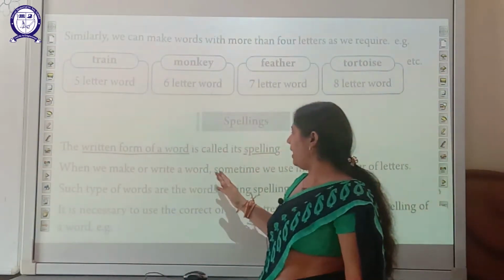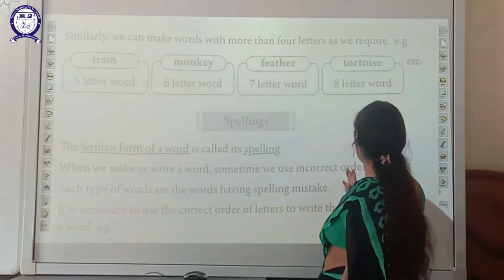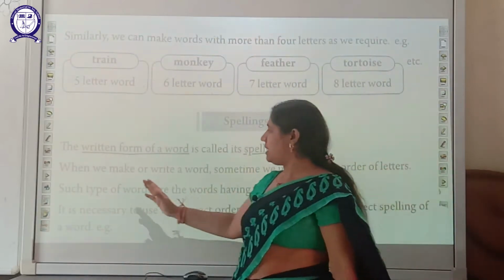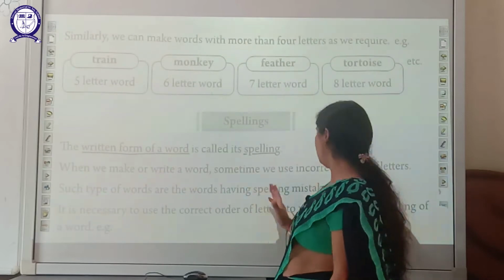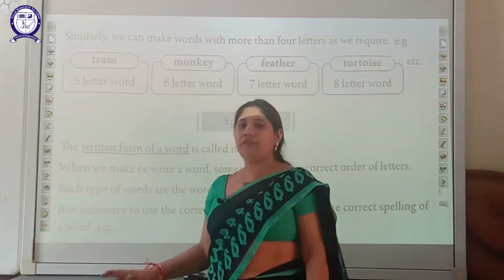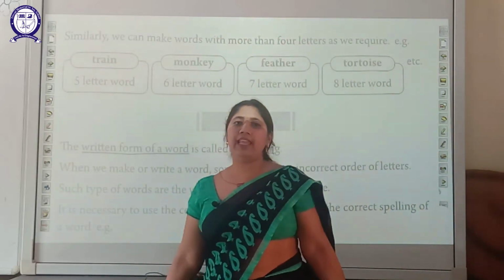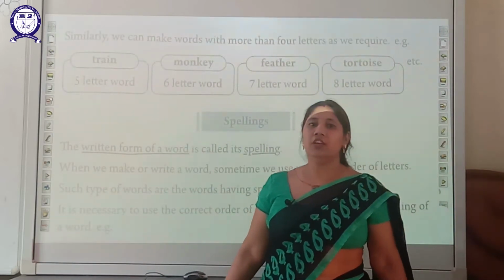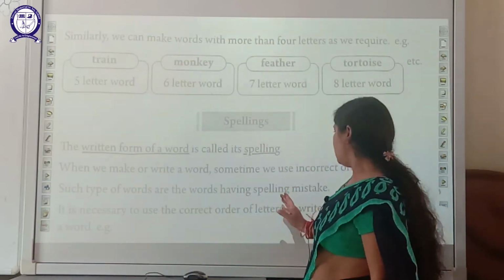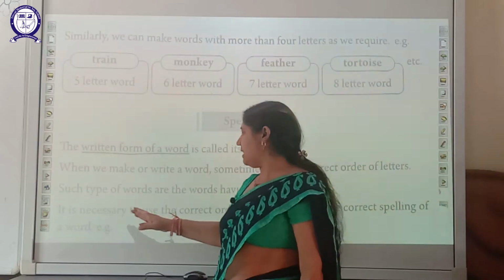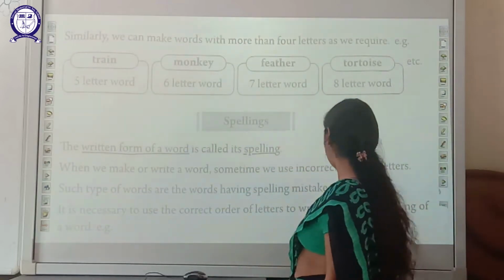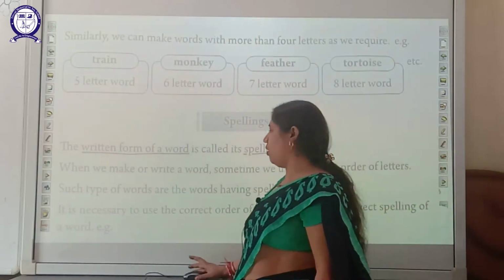When we make or write a word, sometimes we use an incorrect order of the letters. Such words are words having a spelling mistake. If we make a spelling in an incorrect way, we call it a spelling mistake. It is necessary to use the correct order of the letters to write the correct spelling of a word.